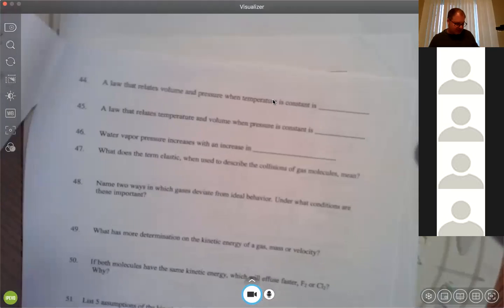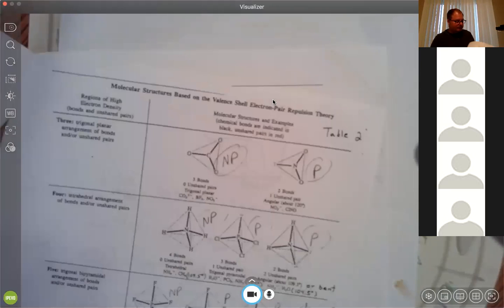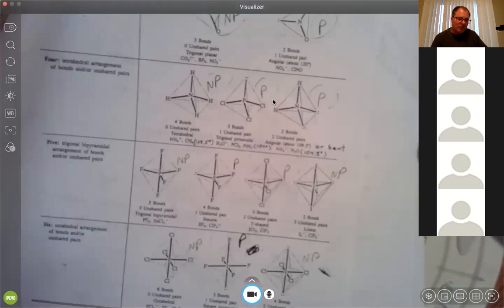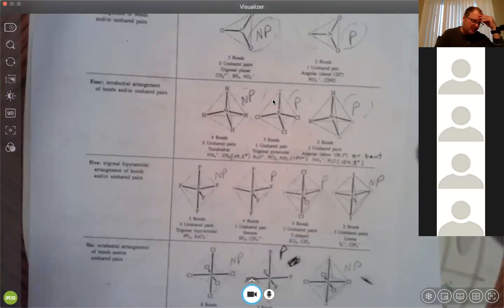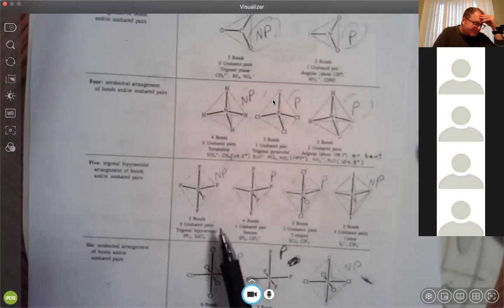Any other questions that you need? How are we doing on polar versus non-polar? This back sheet right here kind of gives you an idea.